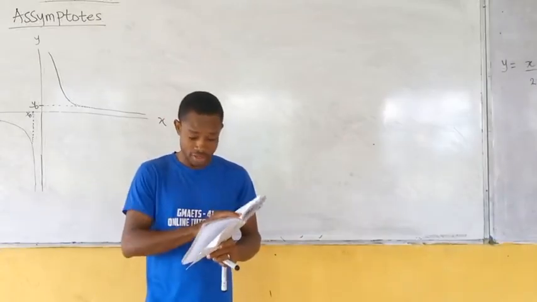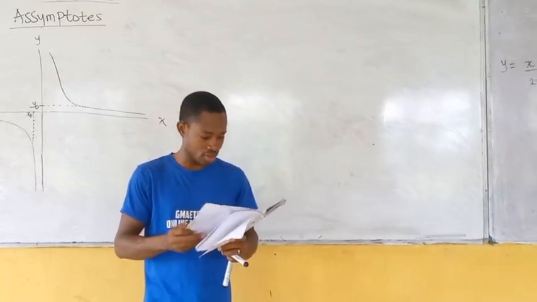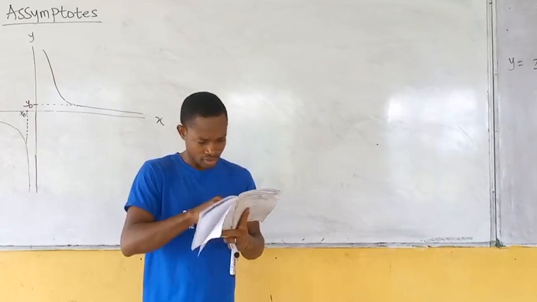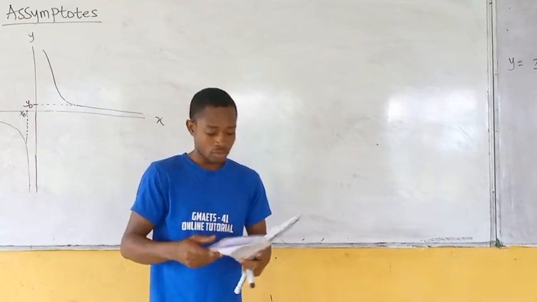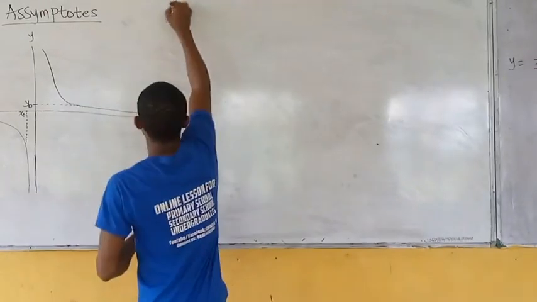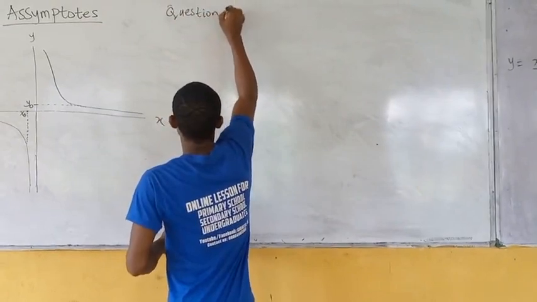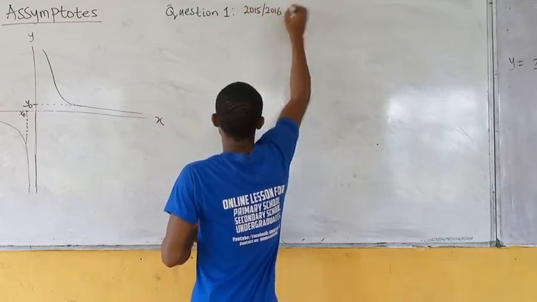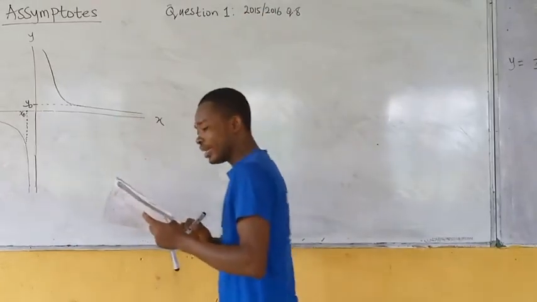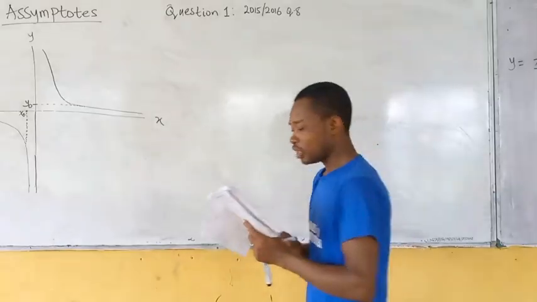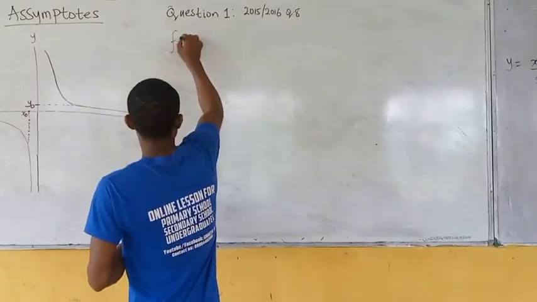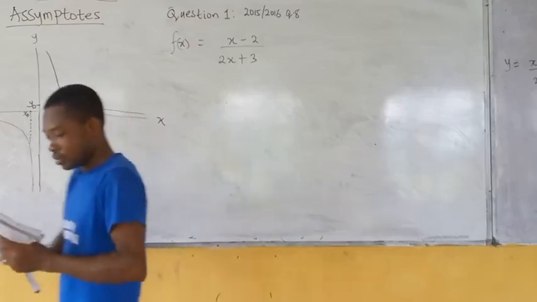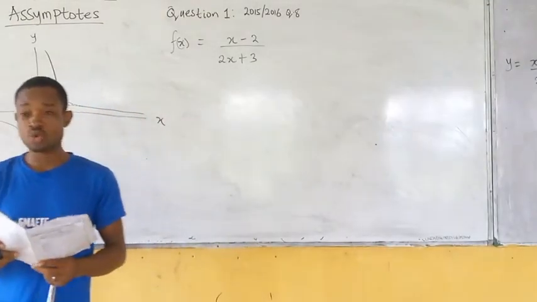We've got this first question. It's a past question, 2015, 2016, okay? These are first questions. So, question 1. There is past question 2015 to 16, question 87. Right, what is the vertical asymptote of the function x minus 2 over 2x plus 3?